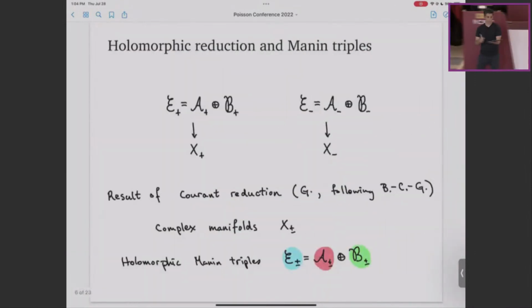So what we end up with is, when we do the reduction with respect to little l plus, we get a holomorphic Manin triple on a complex manifold X plus. And when we do the reduction with respect to little l minus, we get a holomorphic Manin triple with respect to the other complex structure, X minus. Okay, so we get a pair of holomorphic Manin triples. So this just comes out of this geometry.